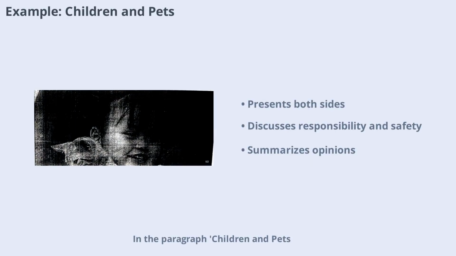In the paragraph, Children and Pets, the writer discusses whether parents should allow children to have pets. The paragraph presents both sides. Some parents believe pets teach responsibility and compassion, while others worry about safety or the extra time and money required. The concluding sentence summarizes the divided opinions, showing a balanced view.